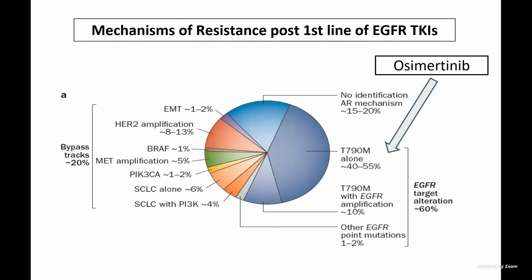But unfortunately, we know that resistance to these TKIs is inevitable. And these are the mechanisms of resistance post first-line EGFR TKIs. The major phenomenon is the T790M, which accounts for 50% of the cases, for which the drug osimertinib has been approved, and it has now also been approved in the first line. The other mechanisms can be HER2 amplification, BRAF, MET amplification, PIK3CA mutations.